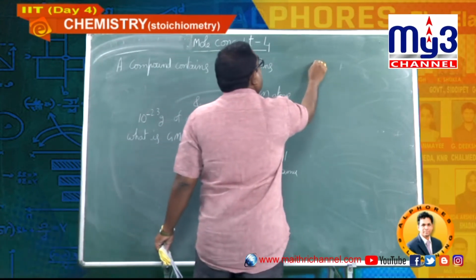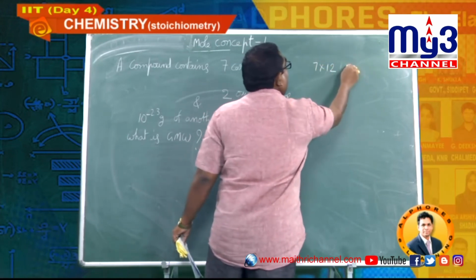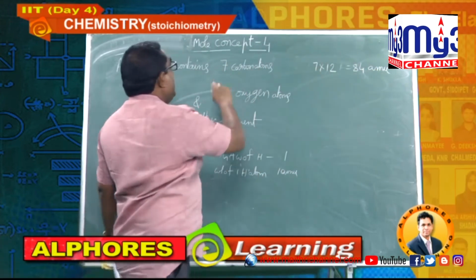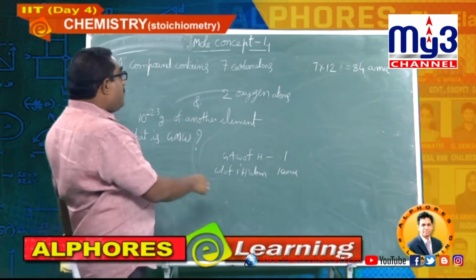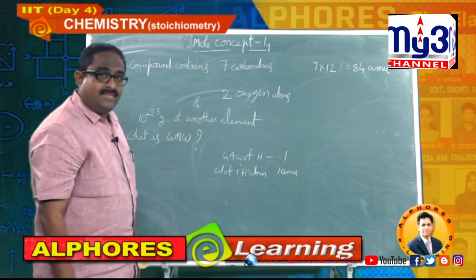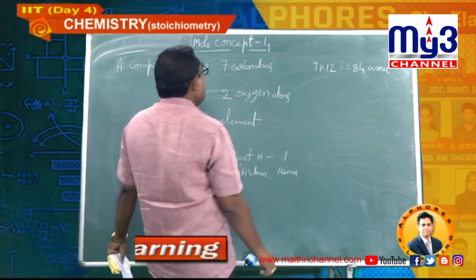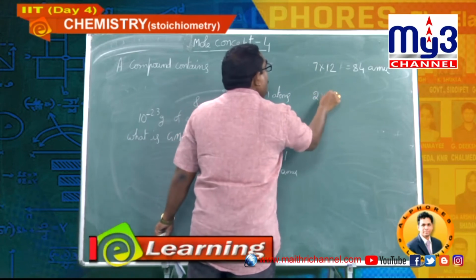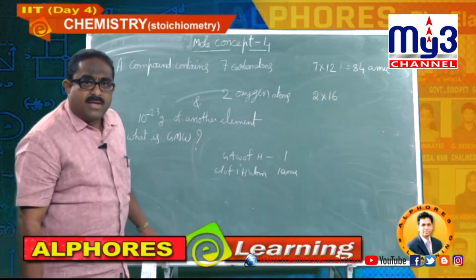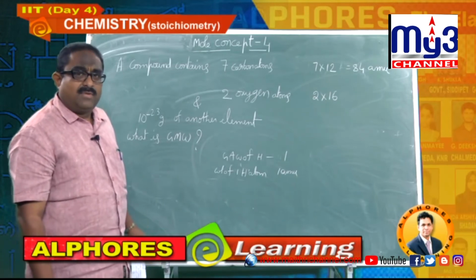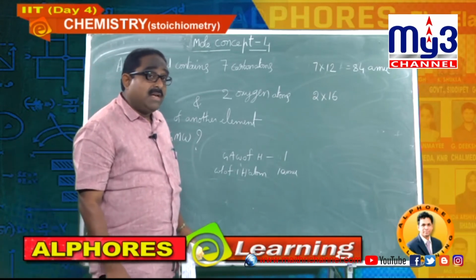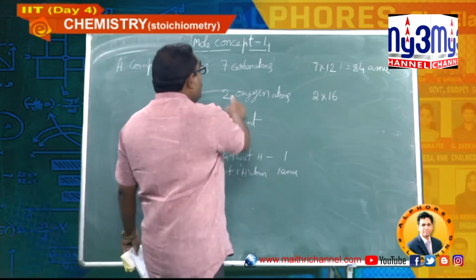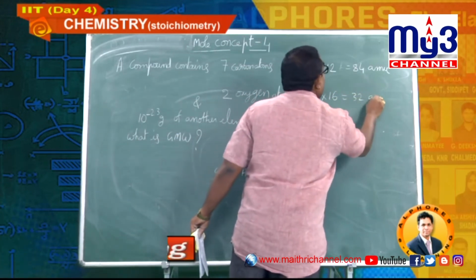Now I am going to write 7 into 12, that is 84 AMU for carbon, because the compound is formed from these things, right? Next, 2 oxygen atoms. The GAW of oxygen is 16, that is nothing but 16 grams. That is the weight of Avogadro number of atoms. But if you take only one atom, it is nothing but 16 AMU. So 2 such oxygen atoms are there, 32 AMU.